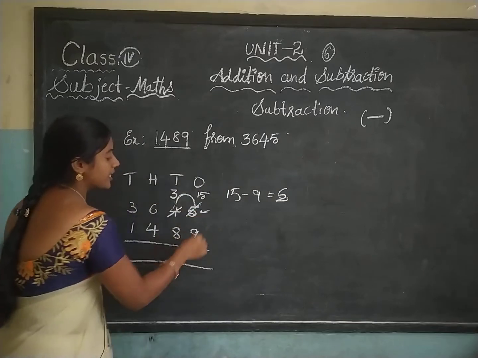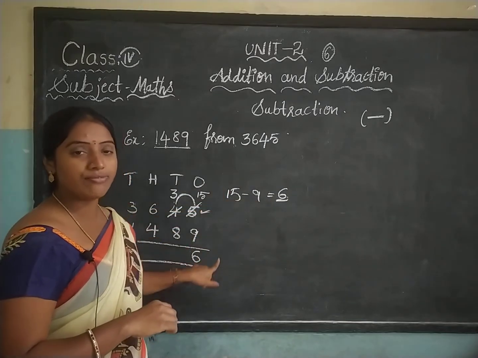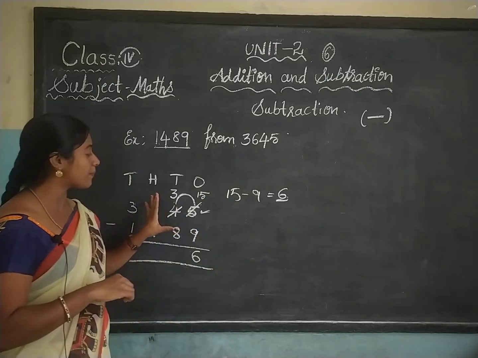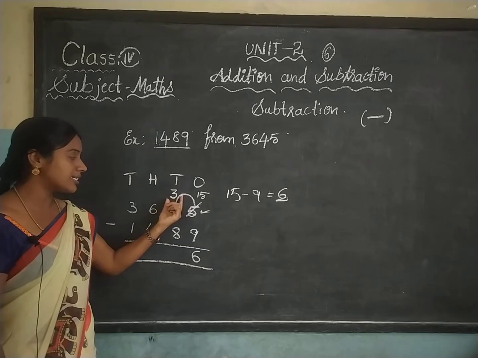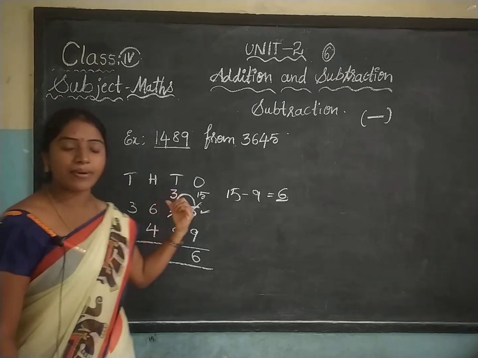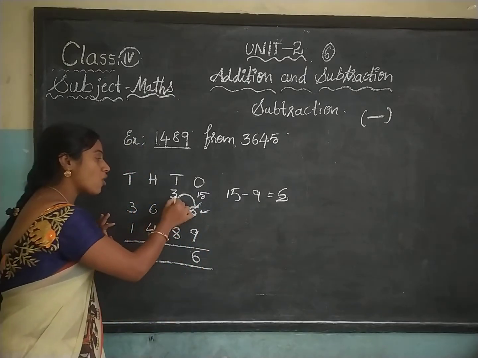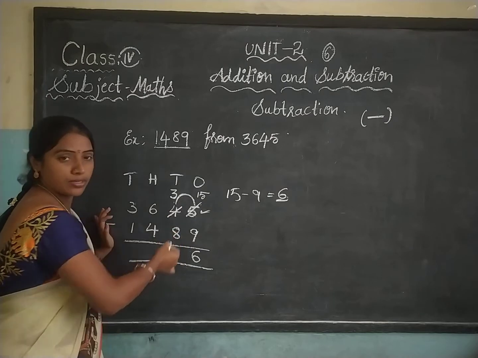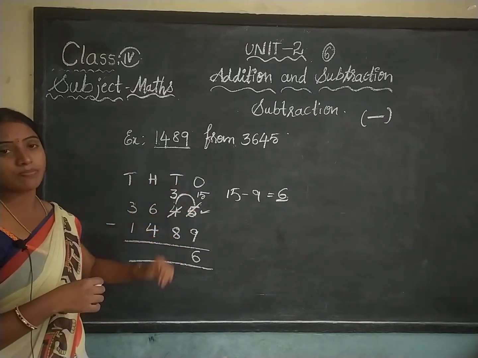This 6 you should write down in the ones place. Next we go to subtraction in the tens place. Observe what the numbers are here. 3 minus 8. Can we subtract 3 minus 8? No, we cannot subtract. Why? Because 3 is a small number, 8 is a big number. So here also you have to take a borrow from another place.